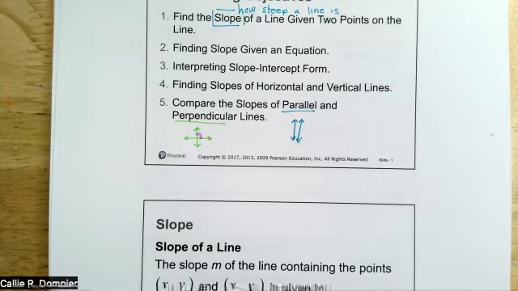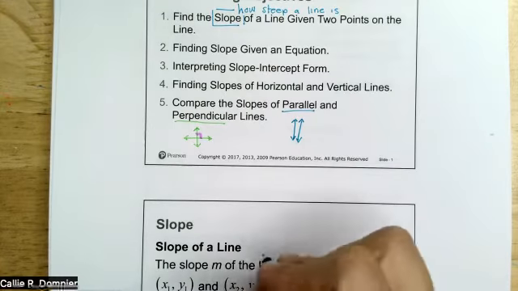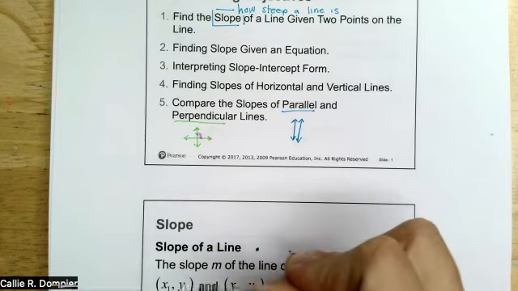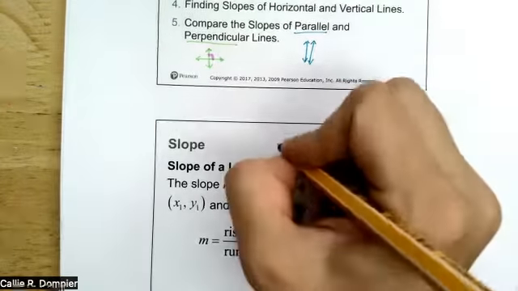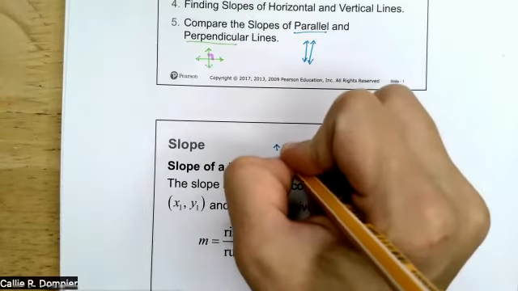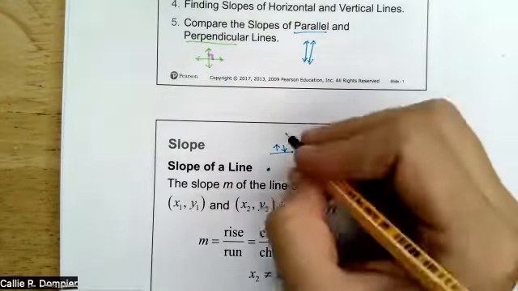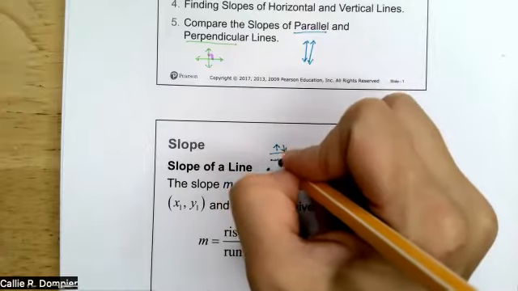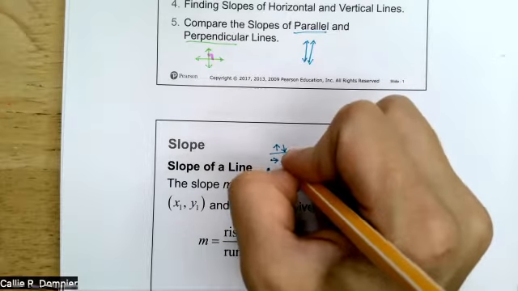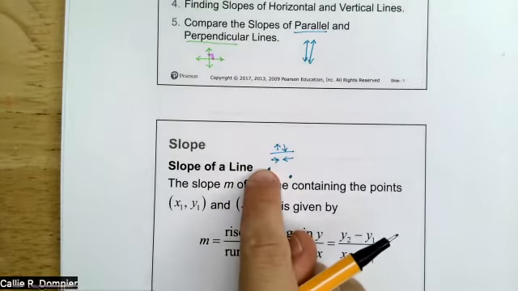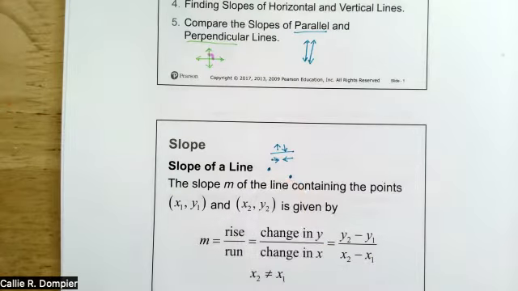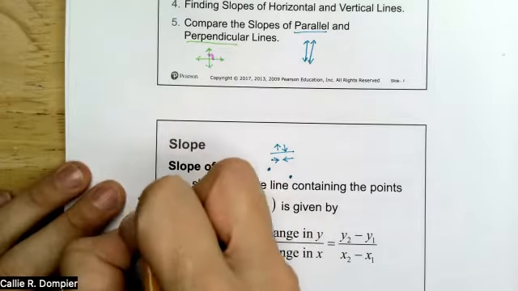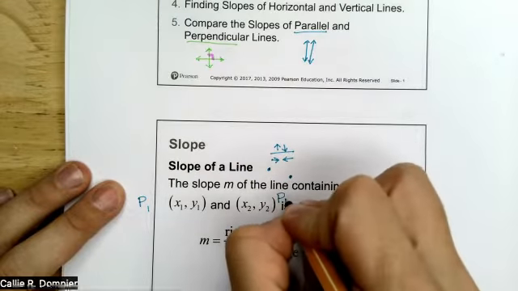All right. So the slope of a line is from one point to another point on the line. Let's make it a negative slope. How many units up or down, and how many units right or left to get from this point to this point to stay on that line. In order to describe slope, I need two different points. We can call this point 1 and this one point 2.